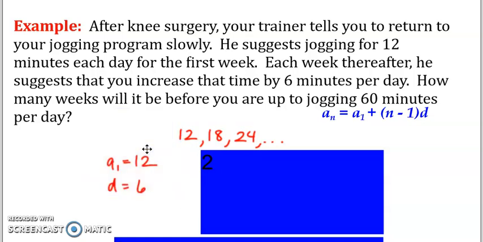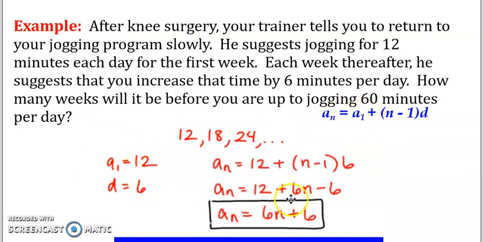All right, let's take a look at what we know. The first term is 12. We're increasing by 6. I can take those two ingredients, plug them into my formula. My explicit formula is now 6n plus 6.